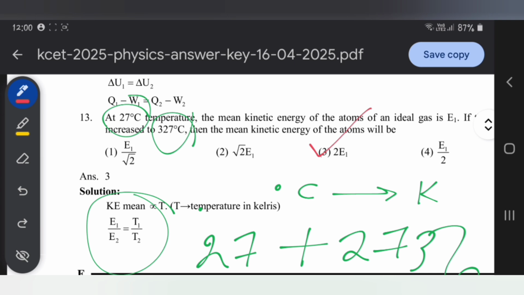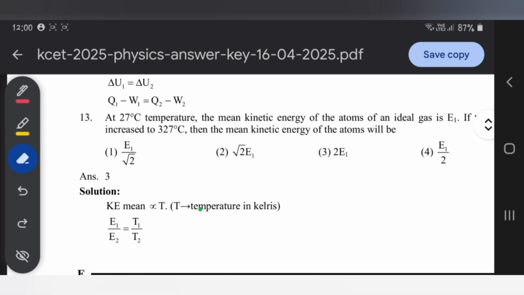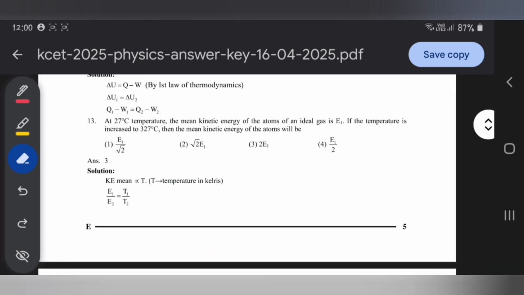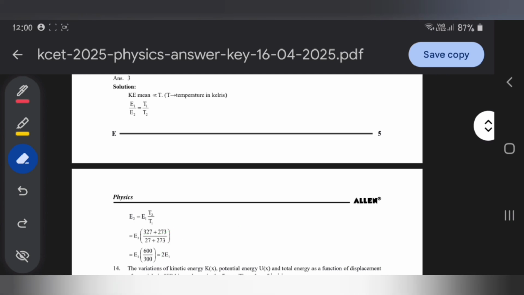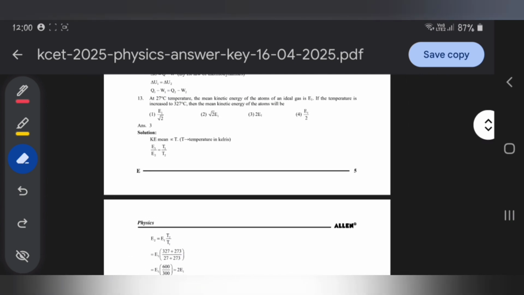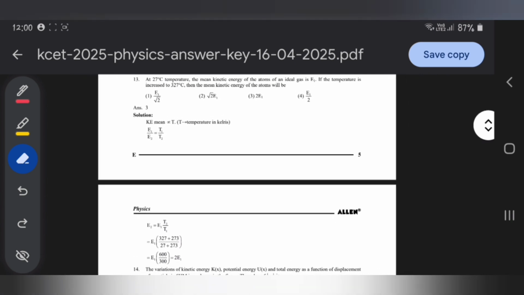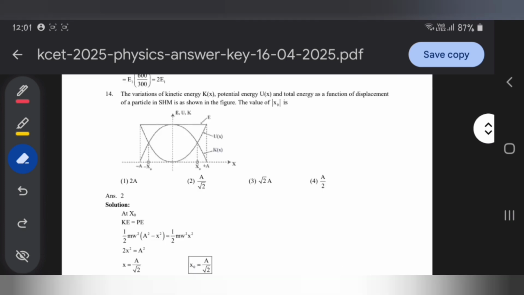Okay, I hope it's clear. If you want, you can take the screenshot and save it for later purposes. Please take it. Okay, I hope you have taken it. Let's move to the next question. Next question is right over here.